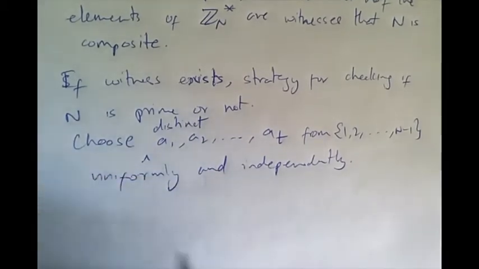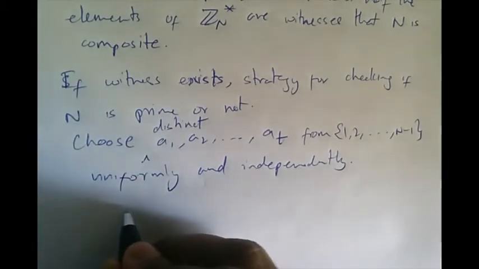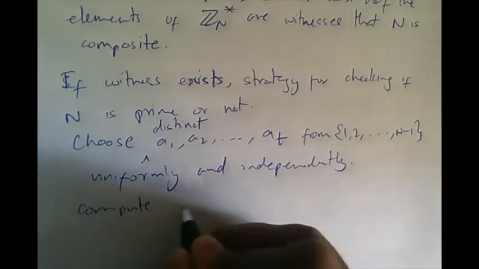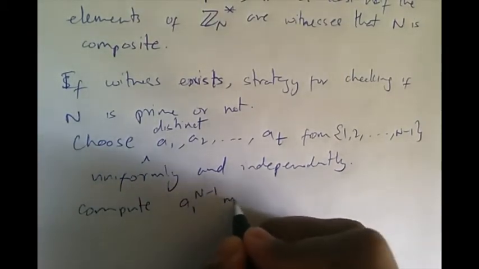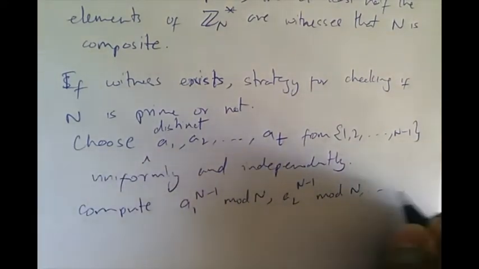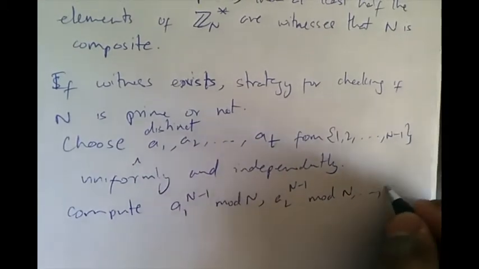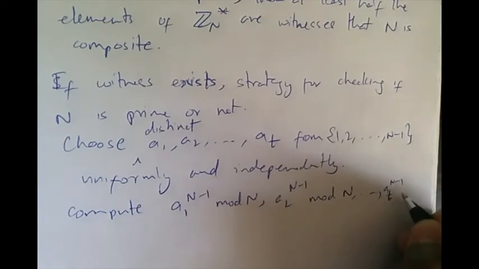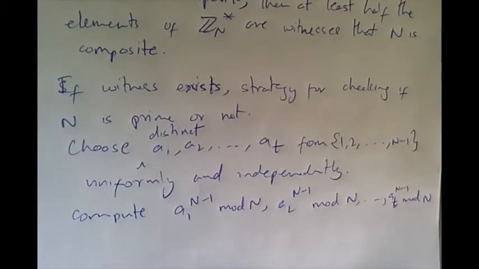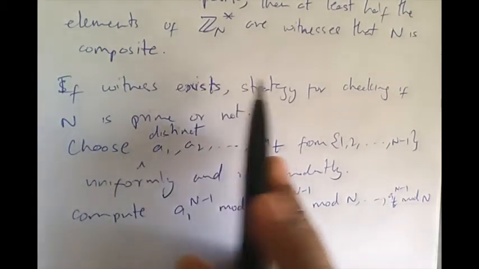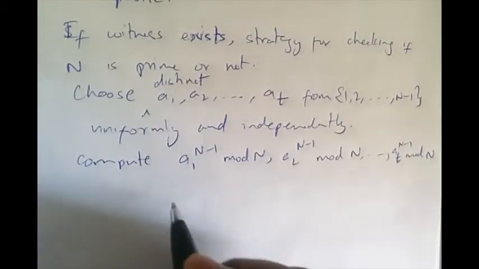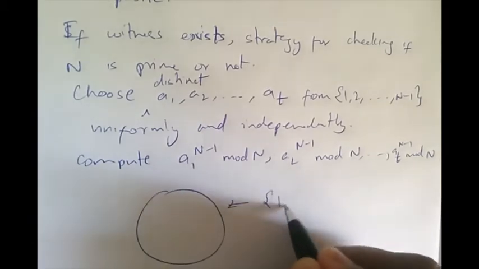Then you compute a1 raised to n minus 1 mod n, a2 raised to n minus 1 mod n, and so on up to at raised to n minus 1 mod n. Just compute these values. Now, what does the theorem say? So if there is a witness, then at least half the elements in Zn star are witnesses. So you have a situation where, if you look at all this, suppose this is 1 to n minus 1.